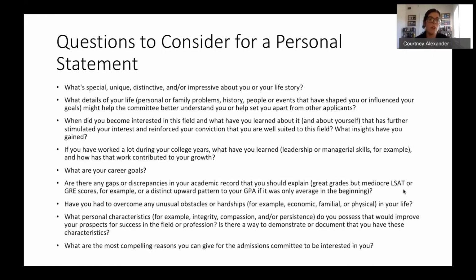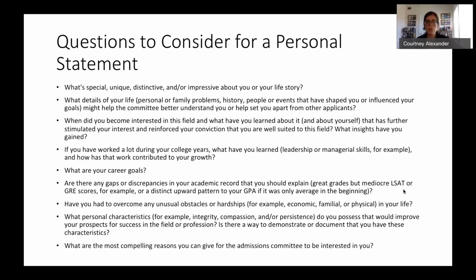Questions to consider for a personal statement include what's special, unique, distinctive, or impressive about you or your life story. What details about your life might help the committee better understand you or set you apart? How did you become interested in this field and what have you learned about it that has further reinforced that conviction? If you have worked a lot during your college years, what have you learned from those work experiences? What are your career goals?